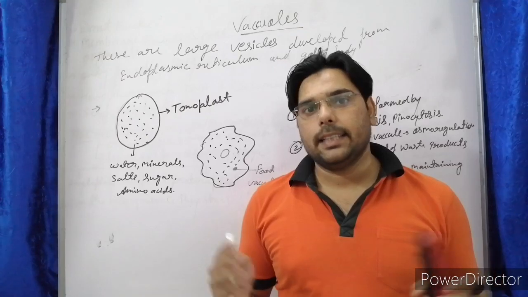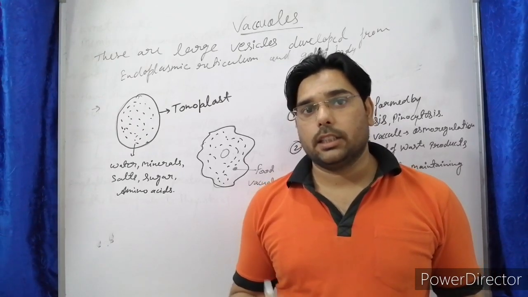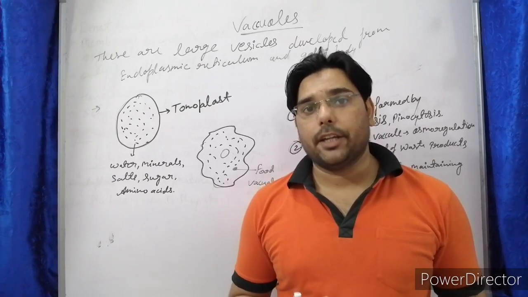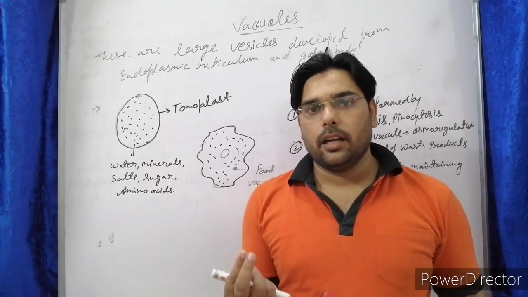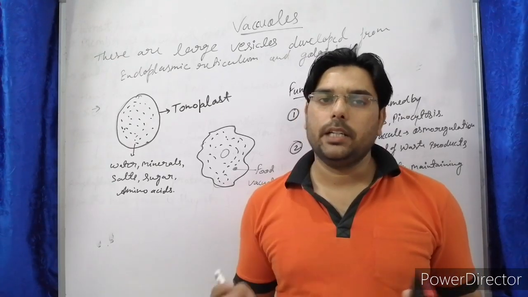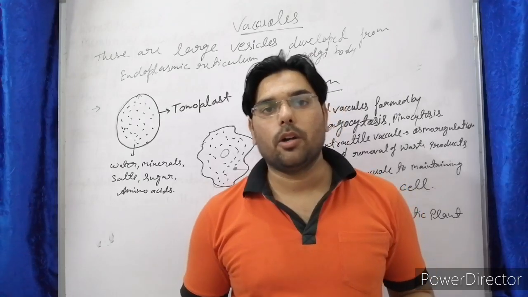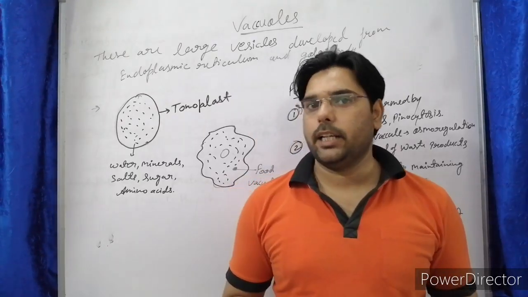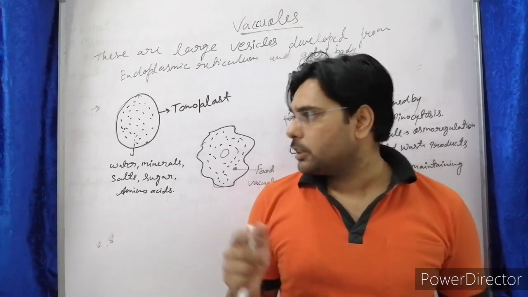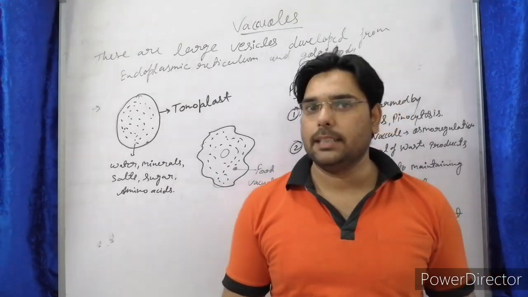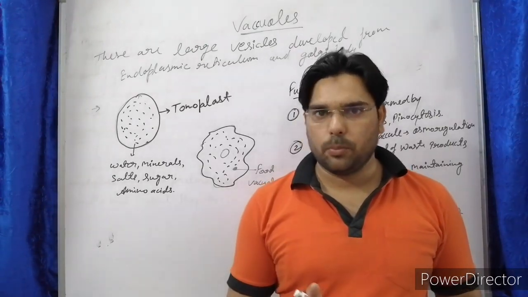Plant cells have a large size vacuole. Nearly 90% of the plant cell is covered by a vacuole. In animal cells they are of small size if present. Generally they are absent. If they are present, they are of small size. If we talk about the number of vacuoles present in plant cell and animal cell, in plant cell there is only one vacuole. It is a very large, very big vacuole. Whereas in animal cell, if vacuoles are present, they are of small size.